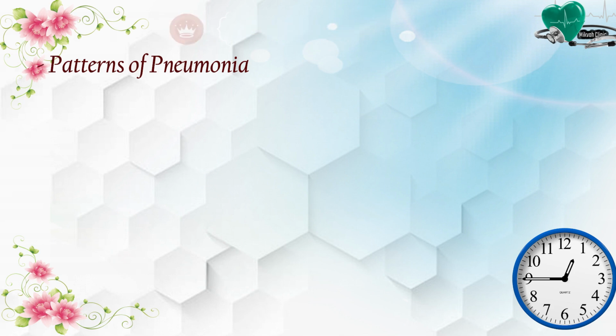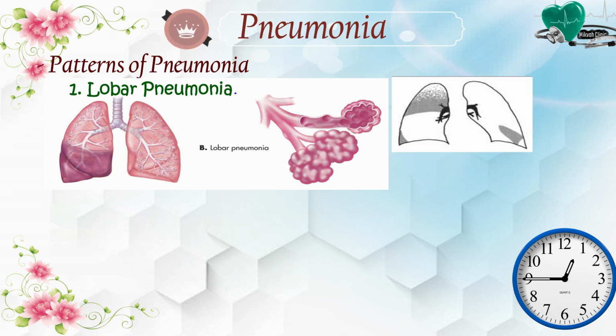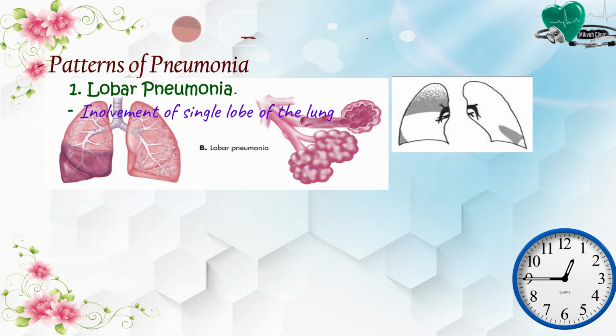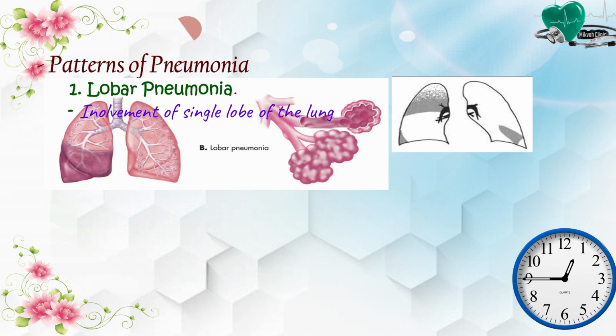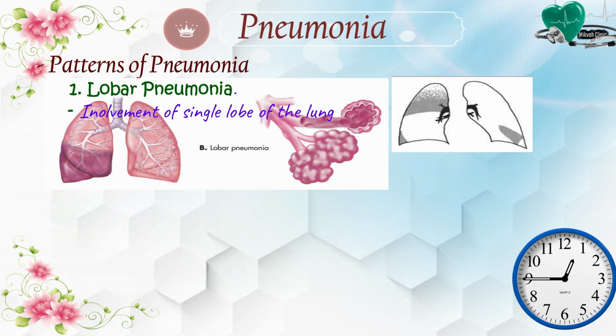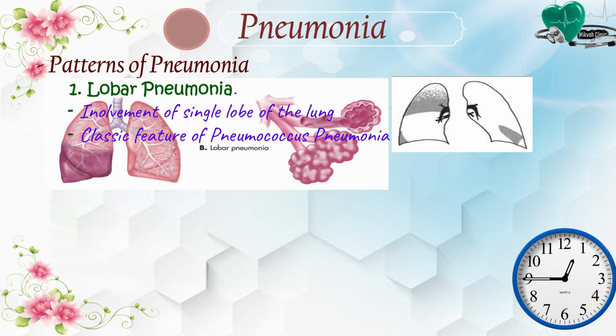So there are about 5 patterns of pneumonia. The first is lobar pneumonia, when there is involvement of a single lobe of the lung. As you know, each lung is divided into lobes. The right lung has 3 lobes, upper, middle, lower lobe. The left lung has upper and lower lobe. So specifically, when a specific lobe is affected, we call it lobar pneumonia. Lobar pneumonia is a classic feature of pneumococcal pneumonia.